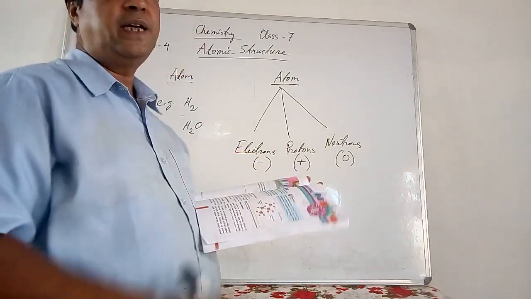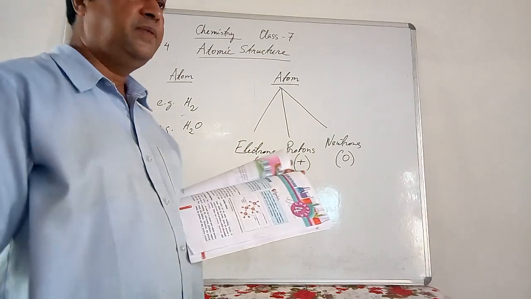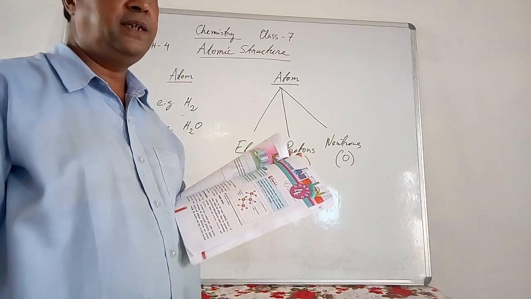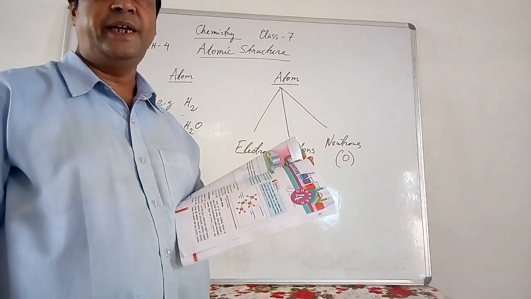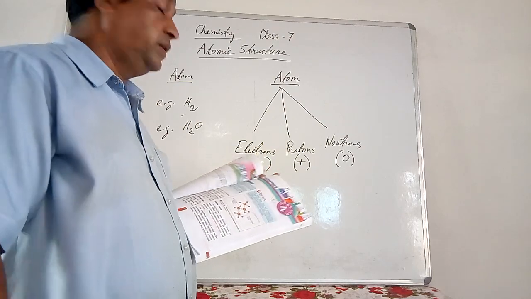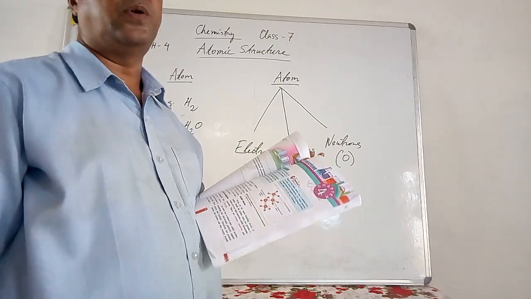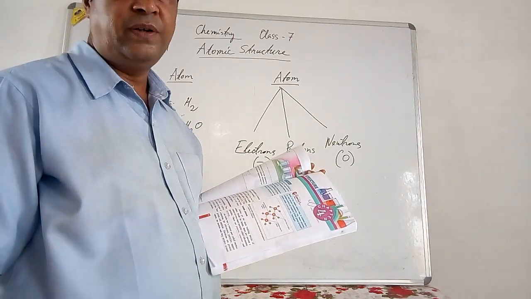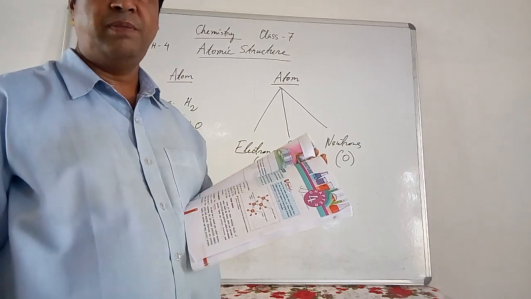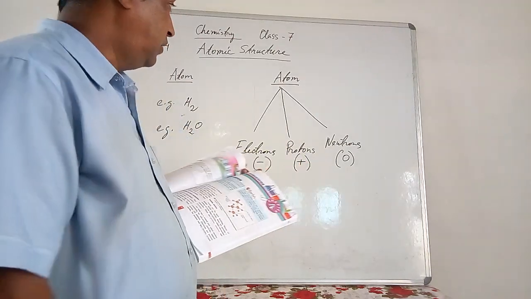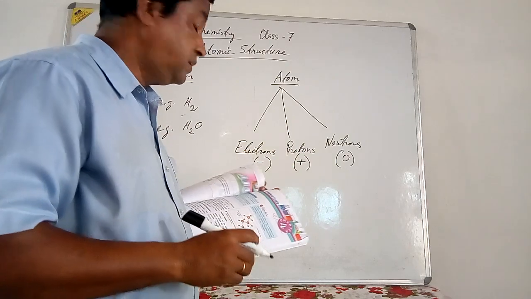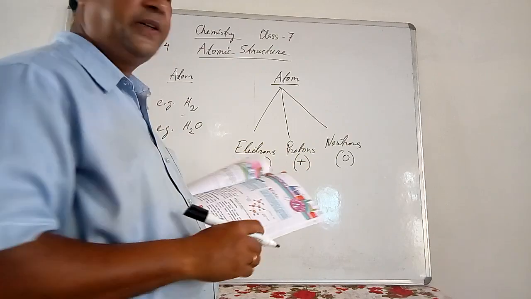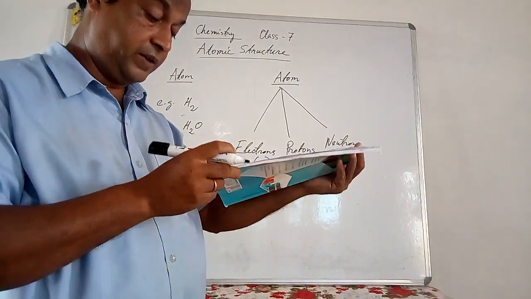Now the atoms of different elements are mostly electrically neutral. Why is it so? Because in an atom, the number of electrons and the number of protons are equal in most cases, except for the radioactive elements. Radioactive elements are not stable, they are unstable. For normal elements, the number of electrons and protons are always equal, so they are electrically neutral or stable.